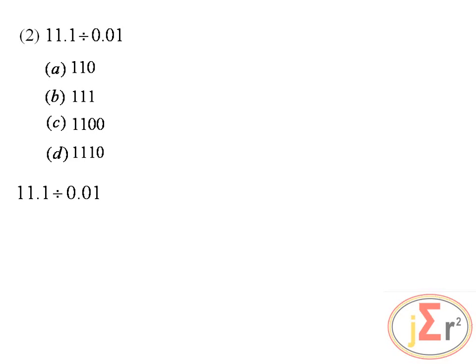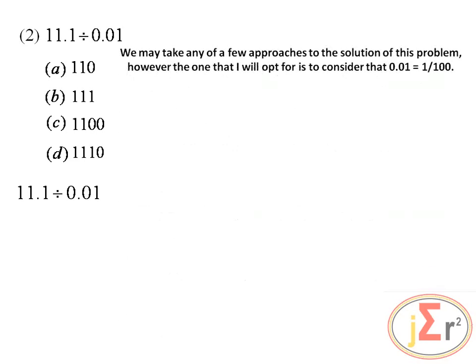Now we need to divide 11.1 by 0.01. We may take any of a few approaches to the solution of this problem. However, the one that I will opt for is consider that 0.01 is equal to 1 over 100. So we are going to begin by considering that this 0.01 is actually 1 divided by 100.